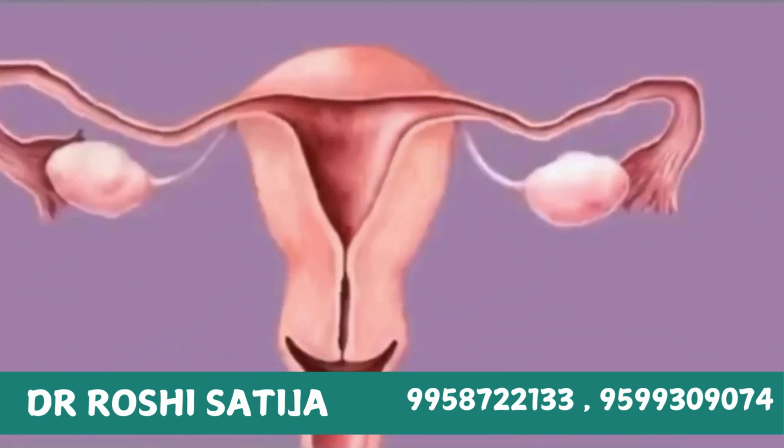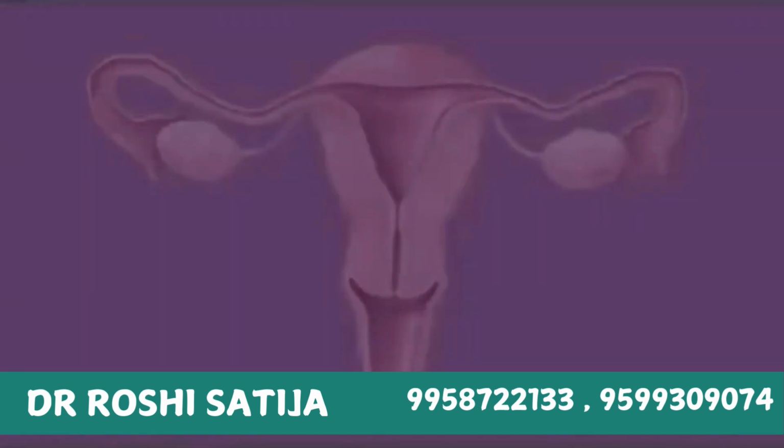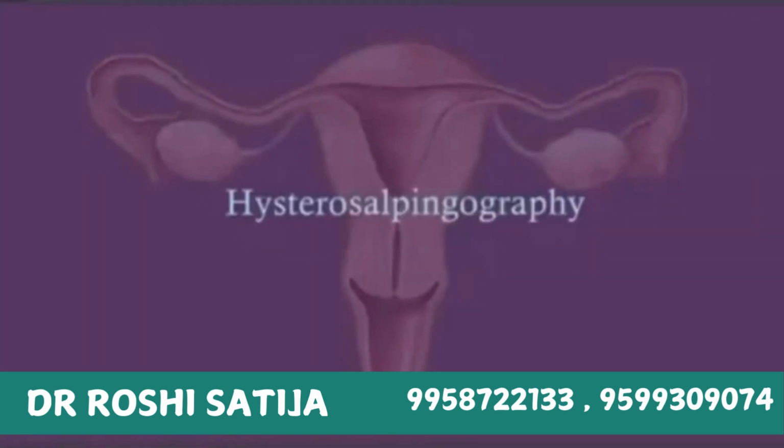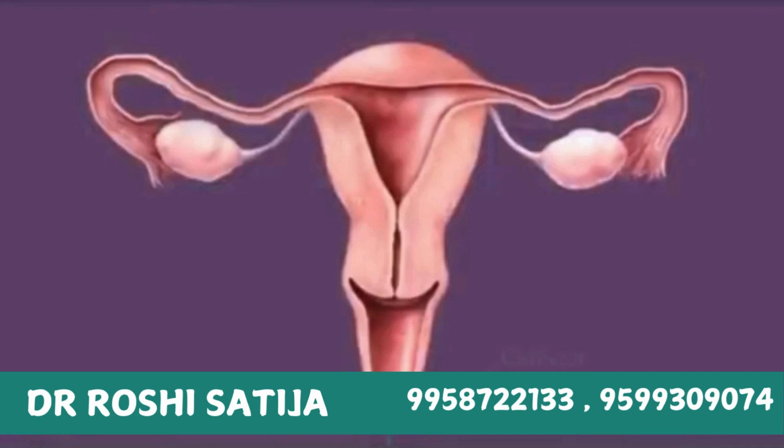Conception cannot occur if a blockage prevents the egg from traveling its normal path through the fallopian tube and into the endometrial cavity. A non-surgical outpatient procedure called a hysterosalpingography can be used to check for a blockage in the fallopian tubes.